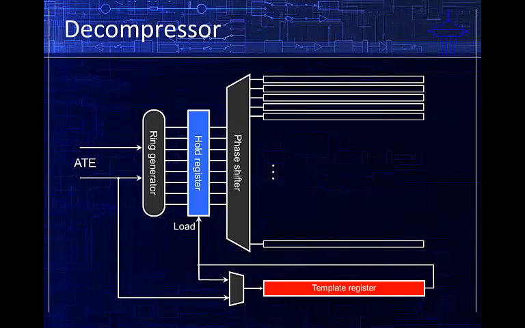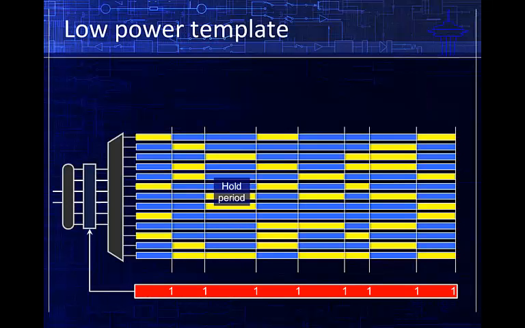Notice that the ring generator receives data from the tester without any interruptions, even when the hold register is holding. This allows it to be charged and ready when an update occurs. There's no loss of data or bandwidth.